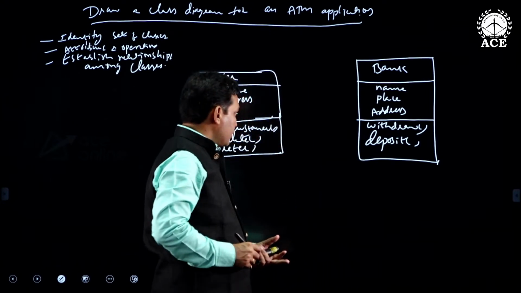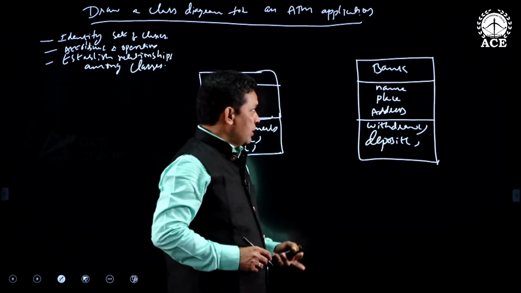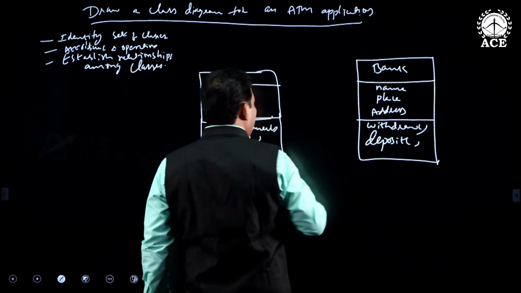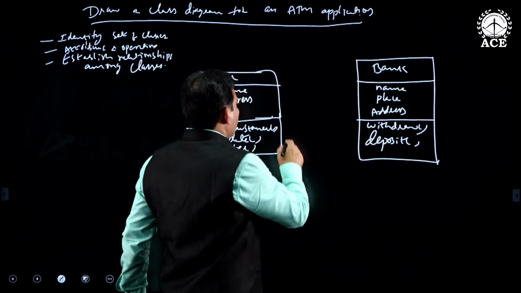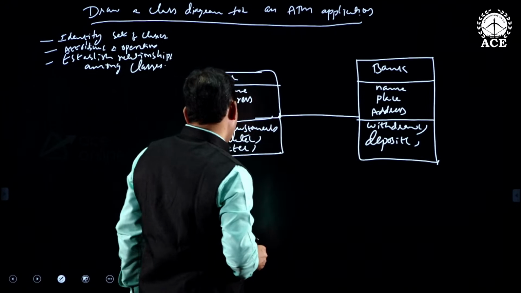What is the best suitable relationship between these two classes? User is one class, bank is one more class. So user can depend on bank, and at the same time bank can also depend on user. That's why, among the four relationships in UML, the association relationship is best suitable between these two classes.